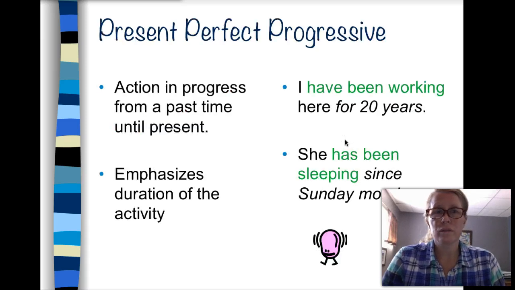Present perfect progressive, it's worth talking about at the same time. It's an action in progress from a past time until the present. So I have been working here for 20 years. It's very similar in that case to the present perfect, and it emphasizes the duration of the activity. So she's been sleeping since Sunday morning.